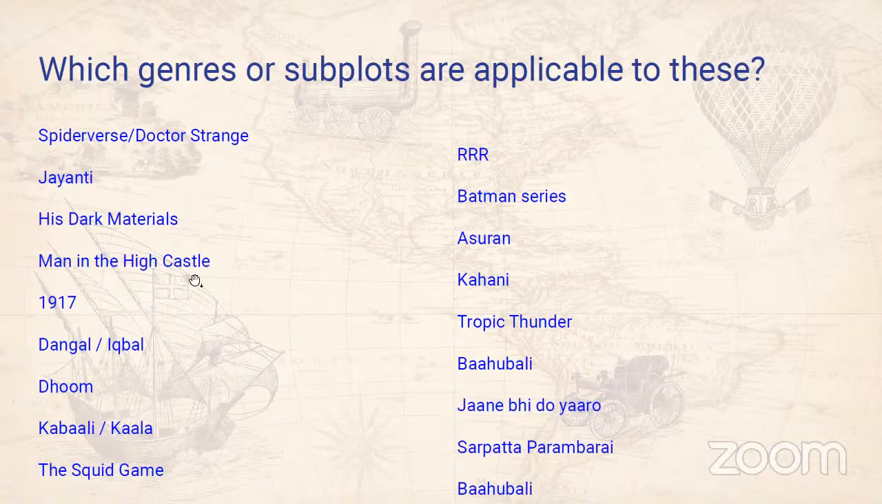His Dark Materials, Man in the High Castle. This is again parallel universe, well before Spider-Verse. I mean, these are way old books. His Dark Materials is a similar timeline as Harry Potter, but Man in the High Castle is, I think, by Philip K. Dick, who's a really good sci-fi writer.